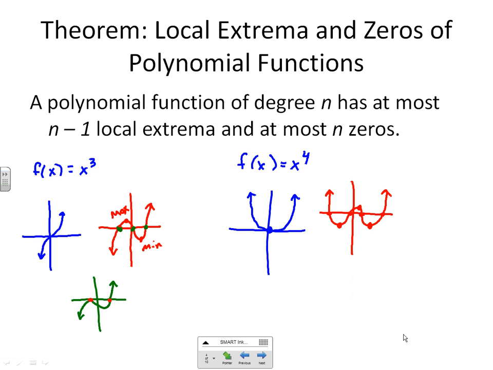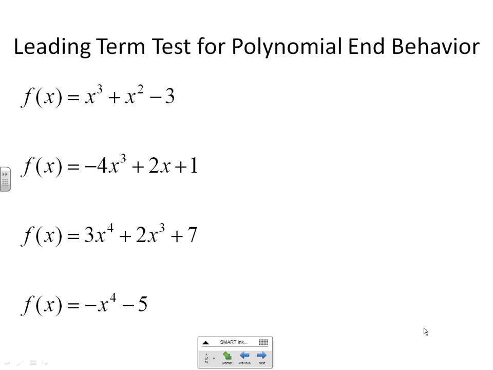Okay, starting from where we left off with local extrema and zeros, let's keep going. Let's talk about the leading term test for polynomial end behavior. So remember, end behavior means that we are talking about as my x value approaches positive infinity for my function, what is happening? So as I move to the right on my function, where am I going?